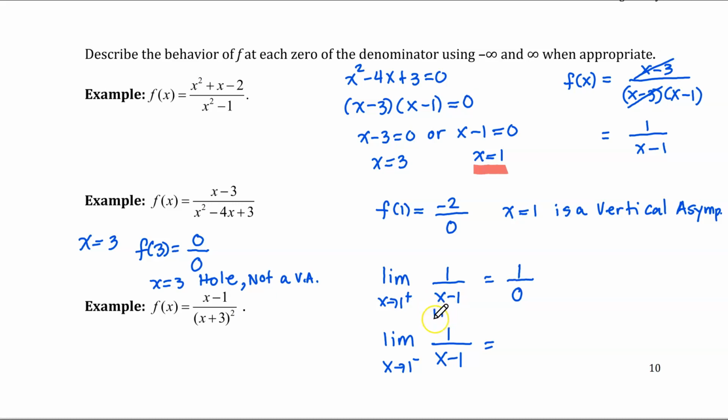So now if you subtract 1.1 and 1, that is a positive value. So 1.1 minus 1 is greater than 0. So that would imply that the values are coming from the right side of 0. So this becomes 0 positive. So 1 over 0 positive is equal to positive infinity.